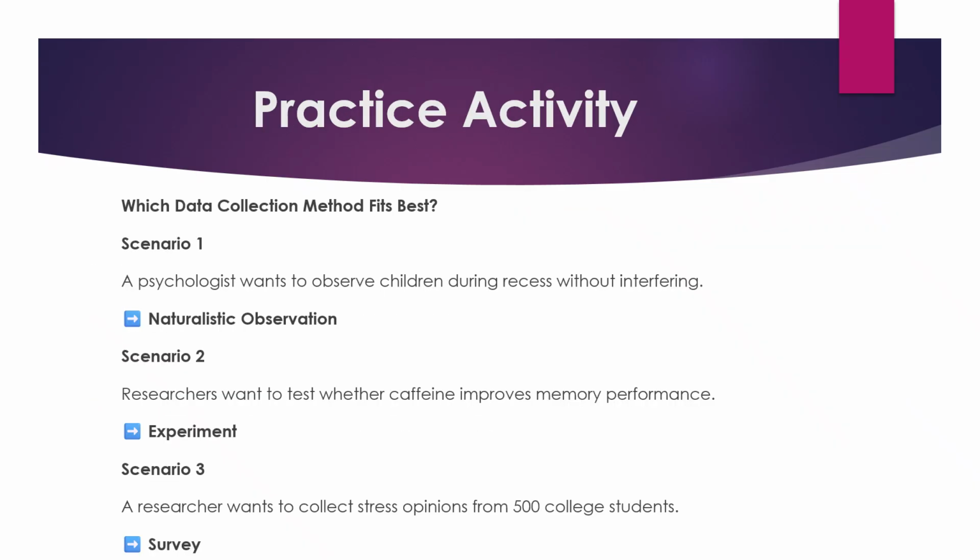So this practice activity helps put the concepts from the lesson into real situations. In the first example, naturalistic observation would work best because the psychologist wants to watch behavior in a real setting without interfering or changing anything. In the second example, an experiment is the best choice because the researchers are trying to see if caffeine actually affects memory, which is a cause and effect relationship. In the third example, a survey works best because it allows researchers to collect information from a large group of people in a quick and efficient way.